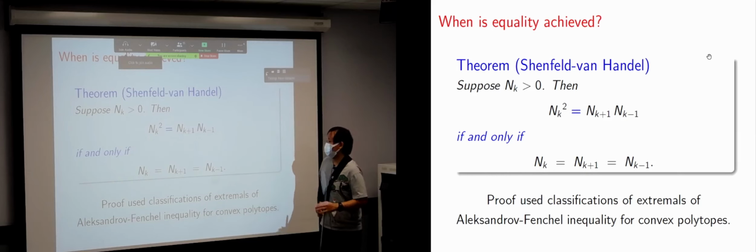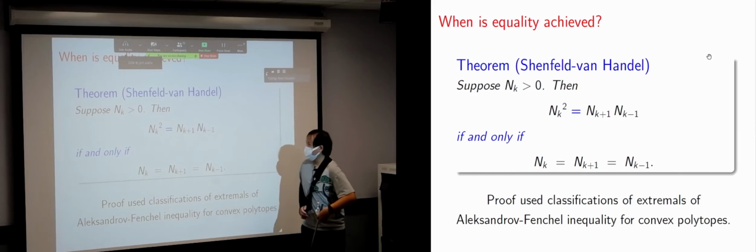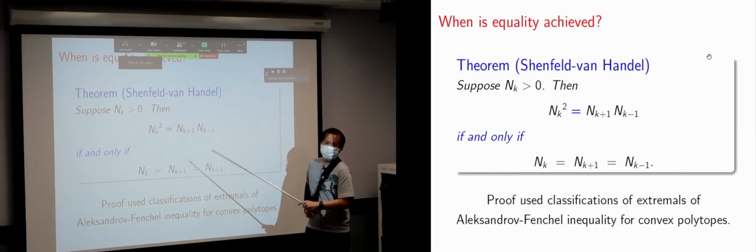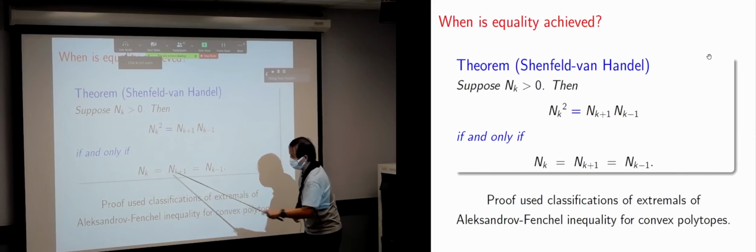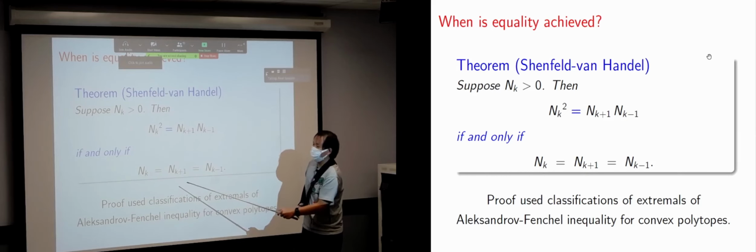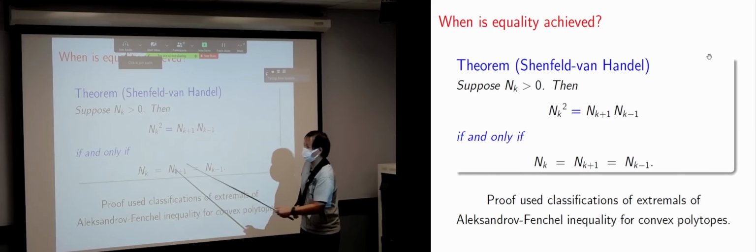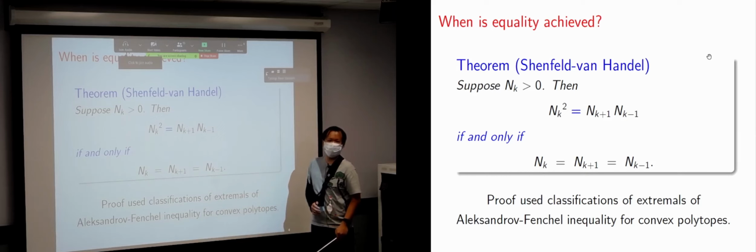Okay, so the question is, can this equality condition be expressed in terms of the poset? The answer is yes. In fact, in the paper of Shenfeld and van Handel, there's actually a three-way equivalence. That this is if and only if this condition, if and only if another poset, another combinatorial condition. The combinatorial condition, I want to apologize that I don't include it because it's a bit too long to be put in this slide. But yes, it can be done purely combinatorially.